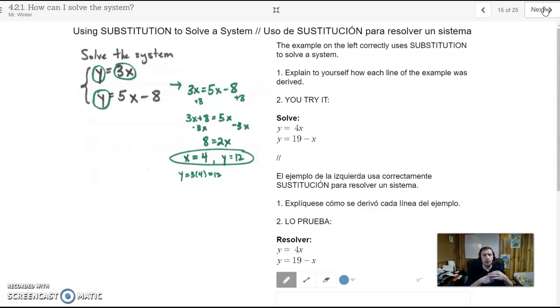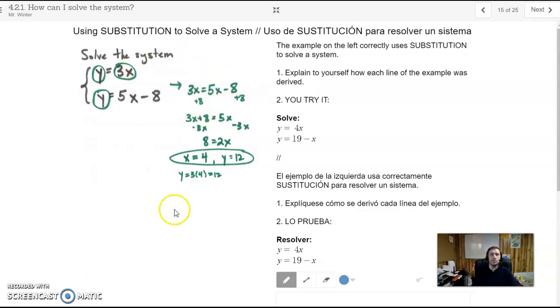All right, so now let's move on to the next part of this, where we're substituting using that equal value idea. And you can see that we can walk through this solution right here, and we have y equals 3x and y equals 5x minus 8. We take those and we set them equal to each other. So 3x is equal to 5x minus 8. And then we're just going to solve for x.